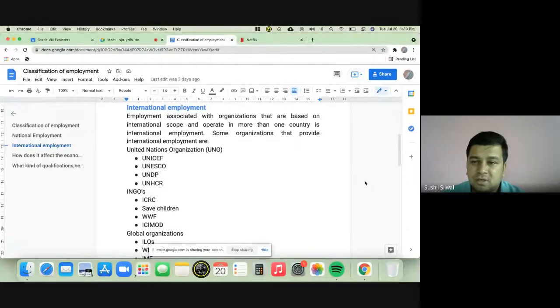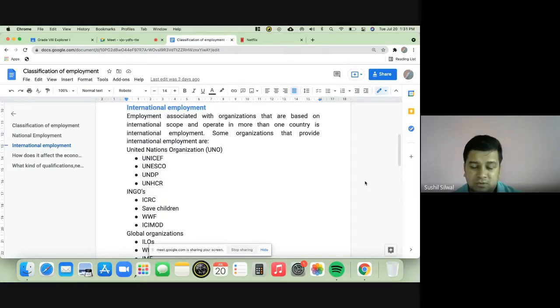So in case of UN, all the UN member countries have been providing UN jobs. They have been sending different organs to work, like WHO, to different sectors. They are in different parts of the world: UNICEF, UNESCO, UNDP, UNHCR, in all those UN member countries. So that is international employment.